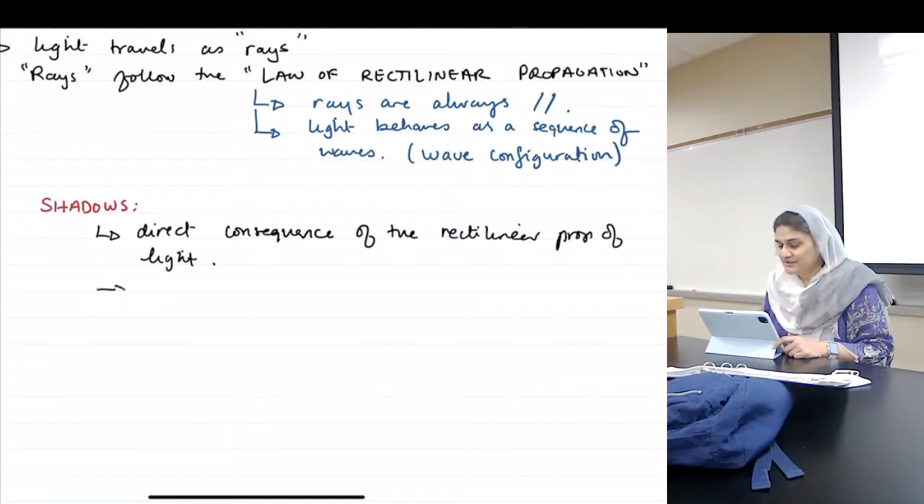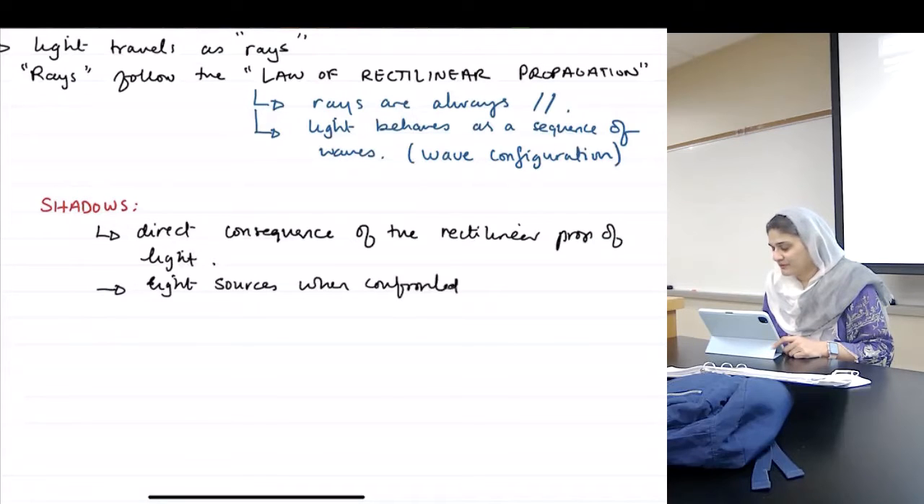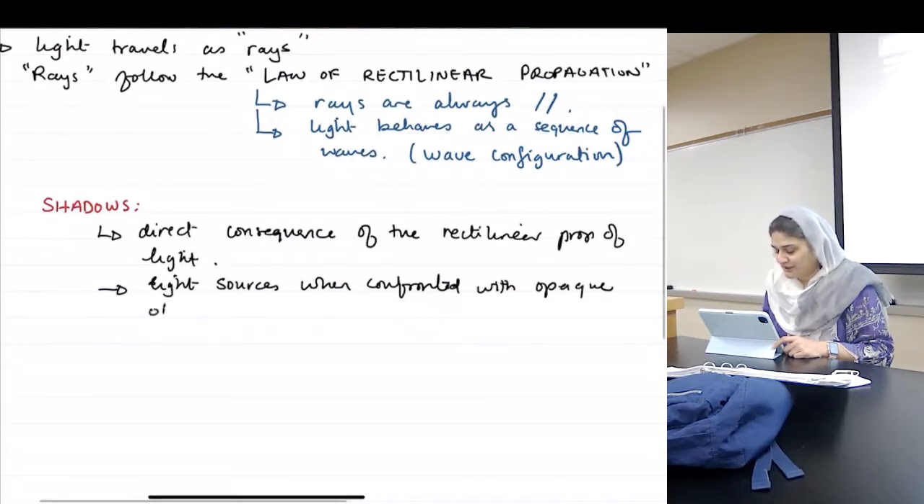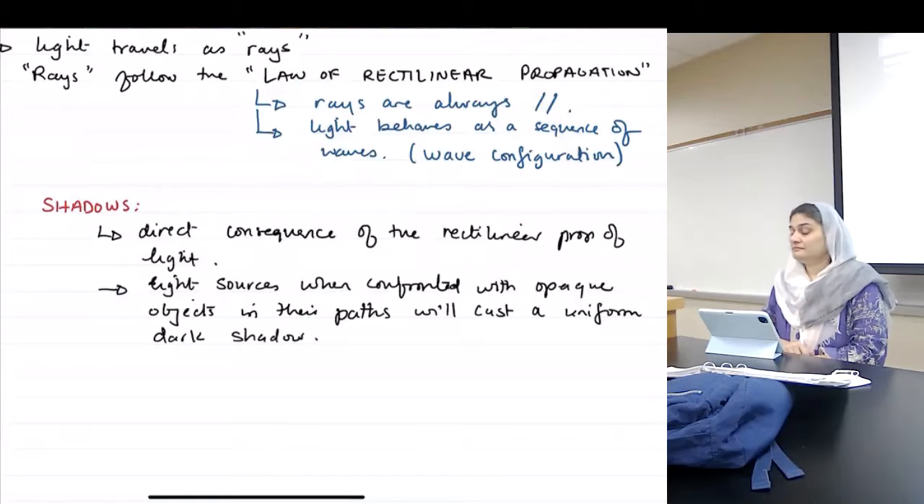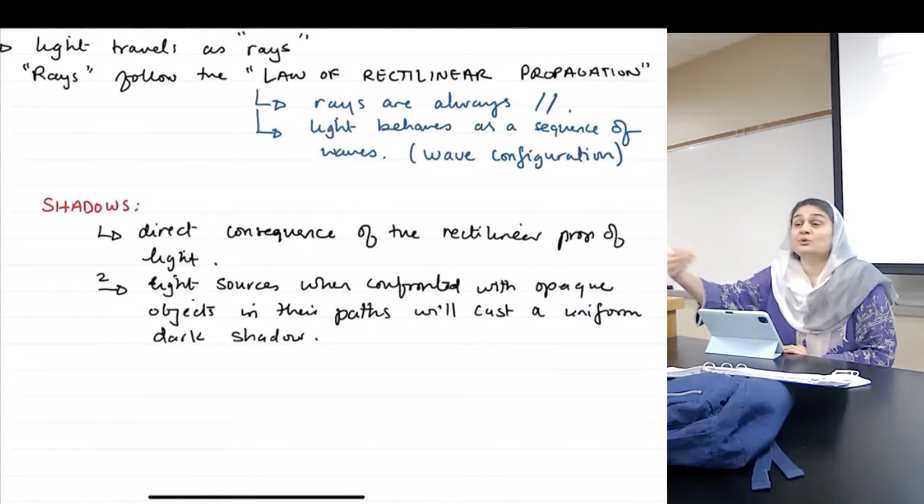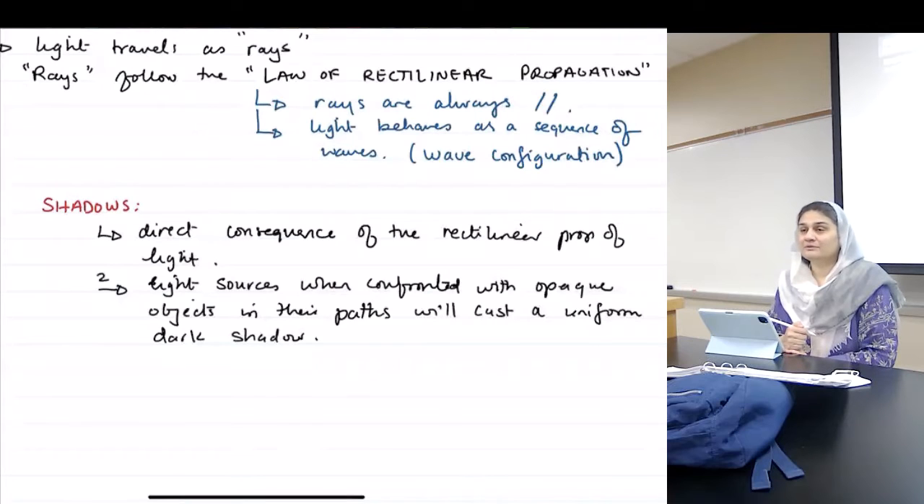And what that means is that light sources, when confronted with opaque objects in their paths, will cast a uniform dark shadow. When there is a source of light, it will cast a shadow.